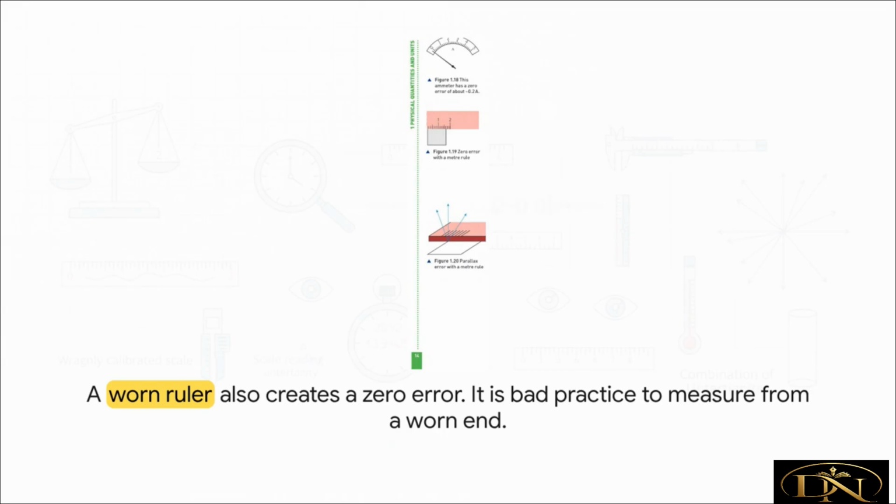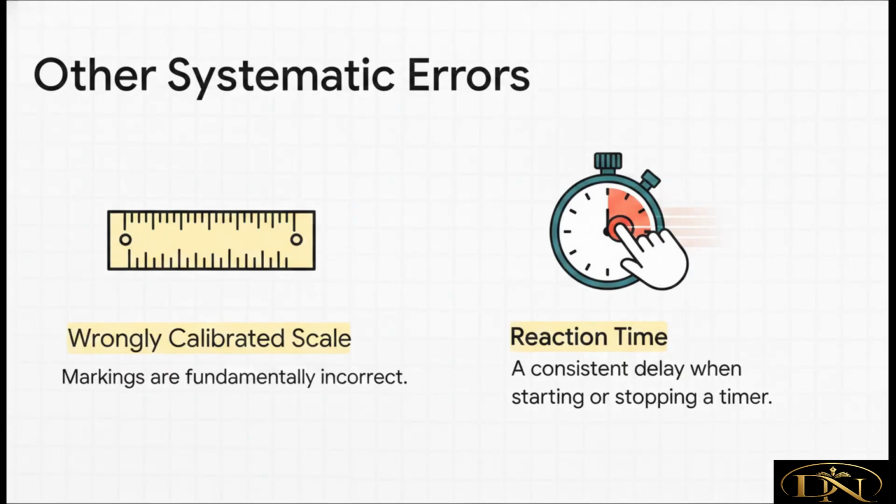And here's one we've all probably dealt with. You know that old ruler where the end is all chipped and worn down? That's a zero error. The zero mark is basically gone. Now, if you try to measure from that busted end, all your measurements will be off. So what's the smart move? The technique here is to just start at the 1 centimeter mark instead. Then just remember to subtract that 1 centimeter from your final number. Easy fix.